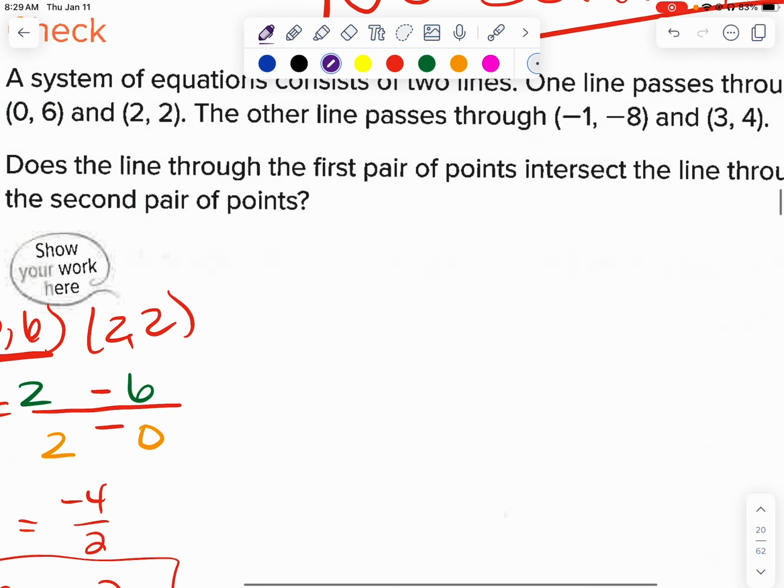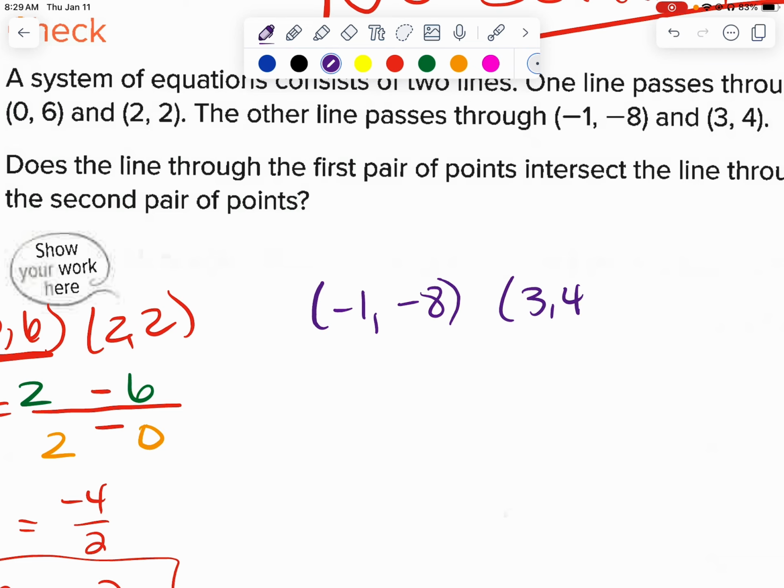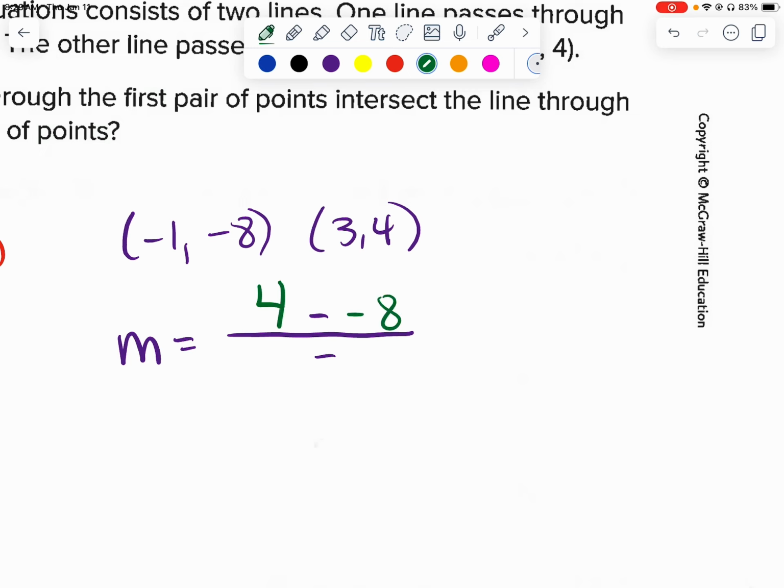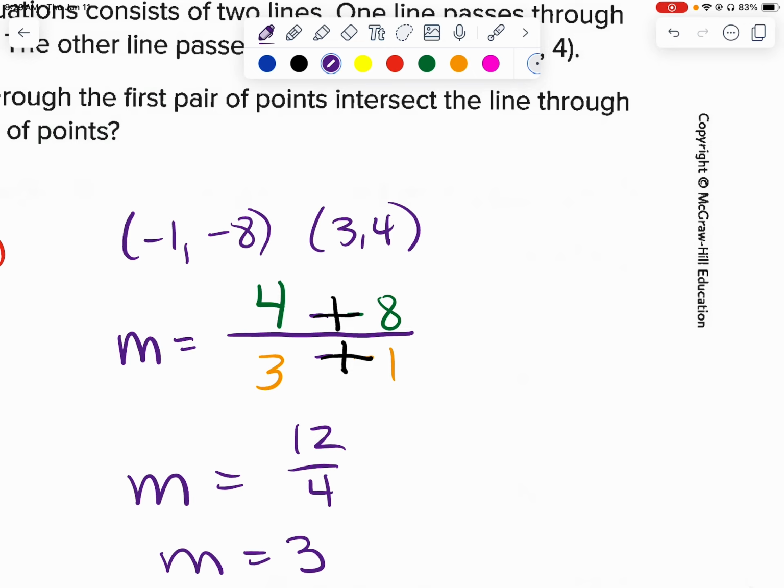My other set is (-1, -8) and (3, 4). So I'm going to find the slope with these two. I subtract my y values, 4 minus negative 8, and 3 minus negative 1. Remember that this turns to plus, this turns to plus. So it gets me 12 over 4. So my slope here is 3.